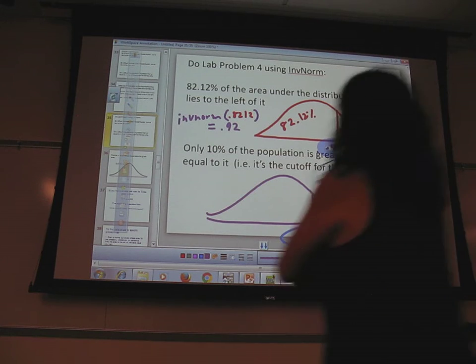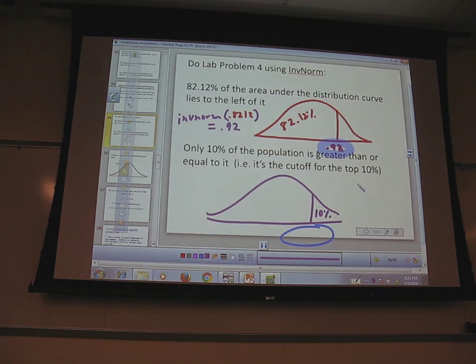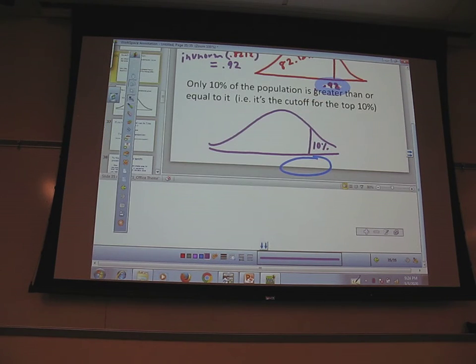Okay, so let's take a look. Some people did this. Some people did this. They did inverse norm. Okay, let me show what you did. They did inverse norm of 0.10. That means this.